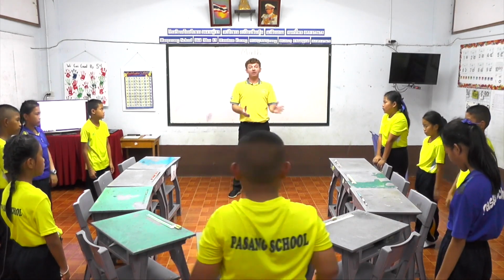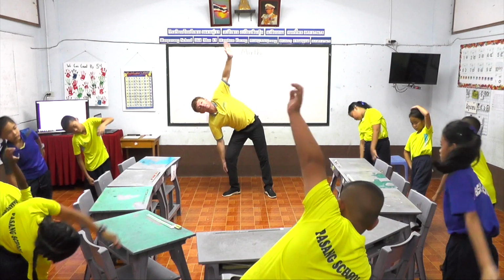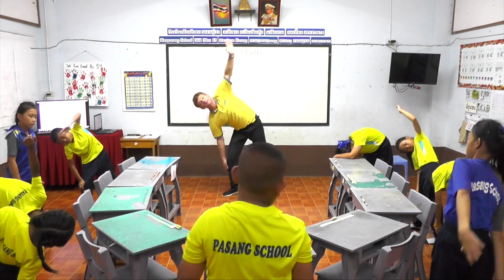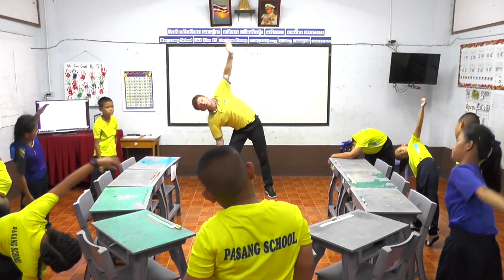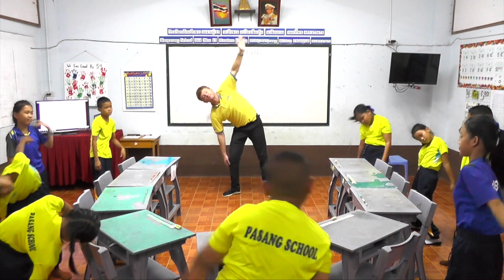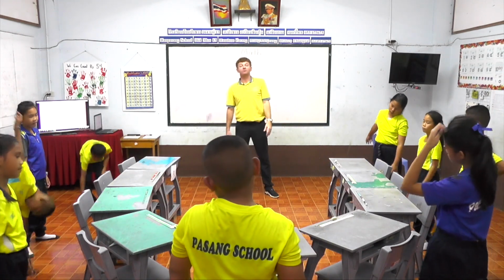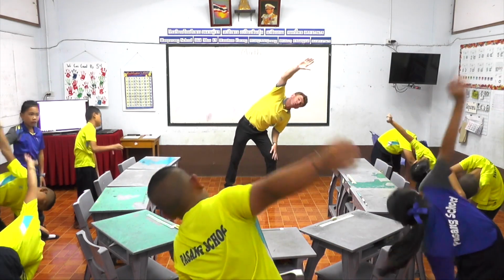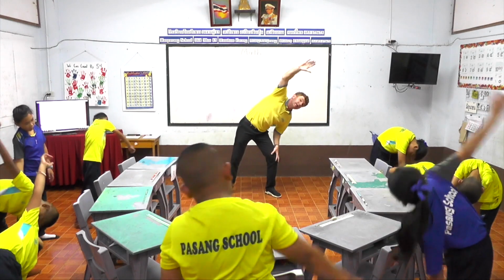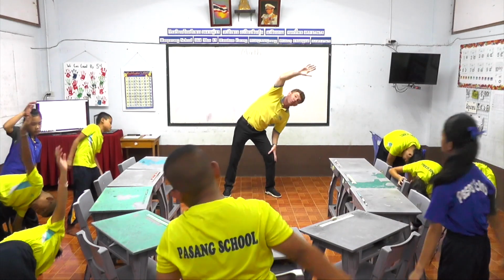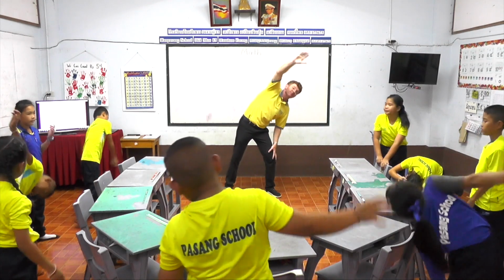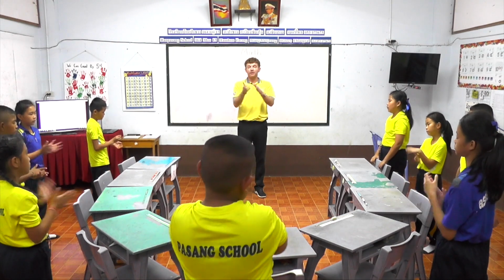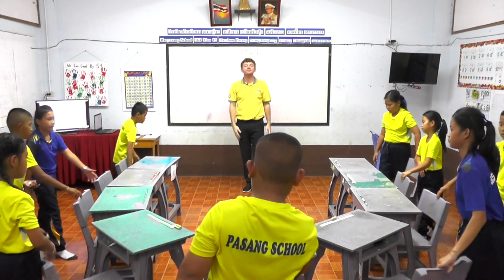And now 5 stretches to our right. 1, 2, 3, 4, 5. Excellent guys. And now we'll do 5 stretches to our left. 1, 2, 3, 4, 5. Brilliant. And to finish, we'll do 5 claps. 1, 2, 3, 4, 5. Excellent guys. Have a seat.